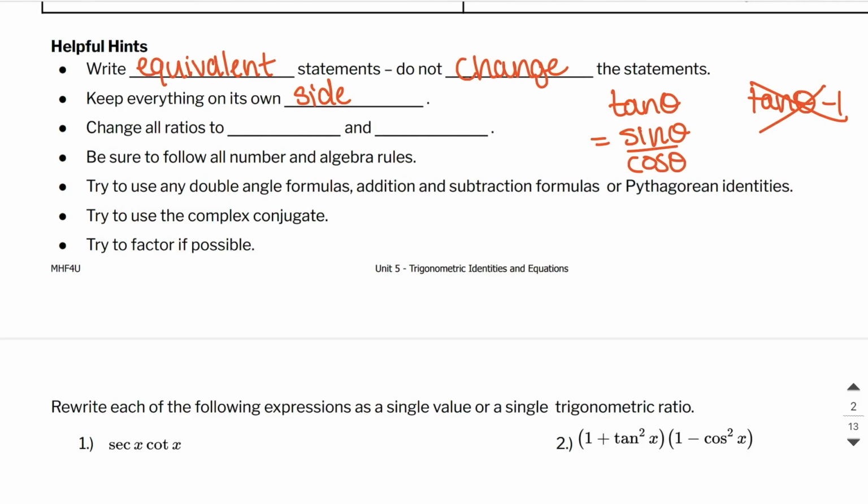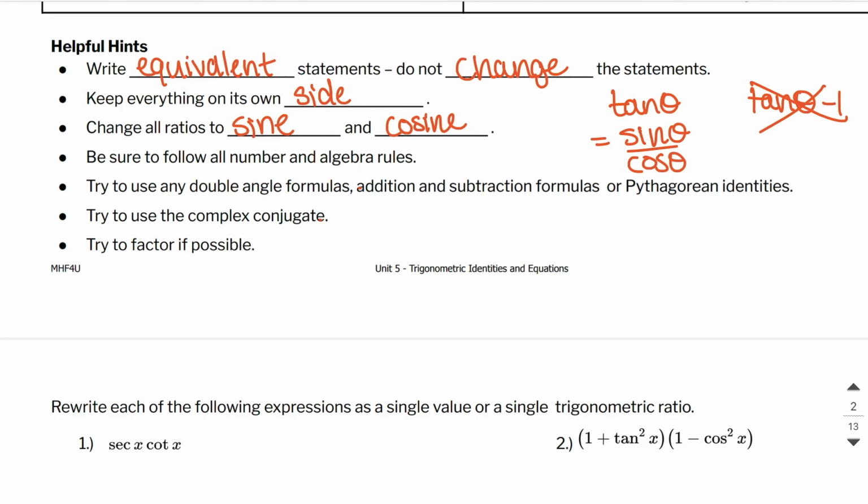I would strongly recommend that you change all ratios to sine and cosine. Now, that doesn't mean that that's the only way to do it, but it will definitely make things easier, especially if this is something that you might struggle with. You have to follow all number and algebra rules.